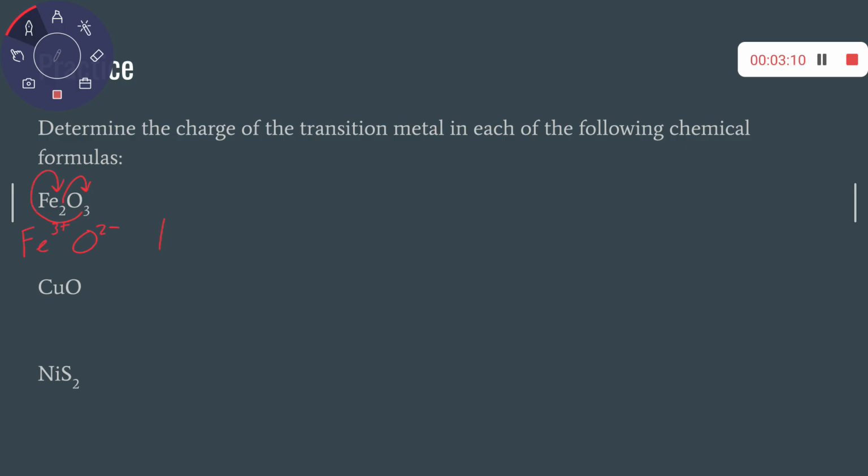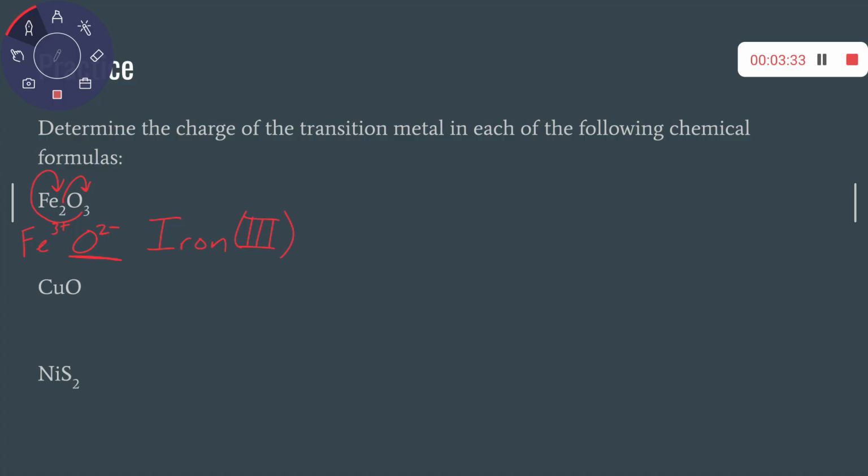So then this would be iron 3, and that is the charge of my transition metal. The way I double check that, though, is I have to look at my anion. Does my anion here have the charge I would expect it to? In this case, yes, oxygen is a 2- charge.